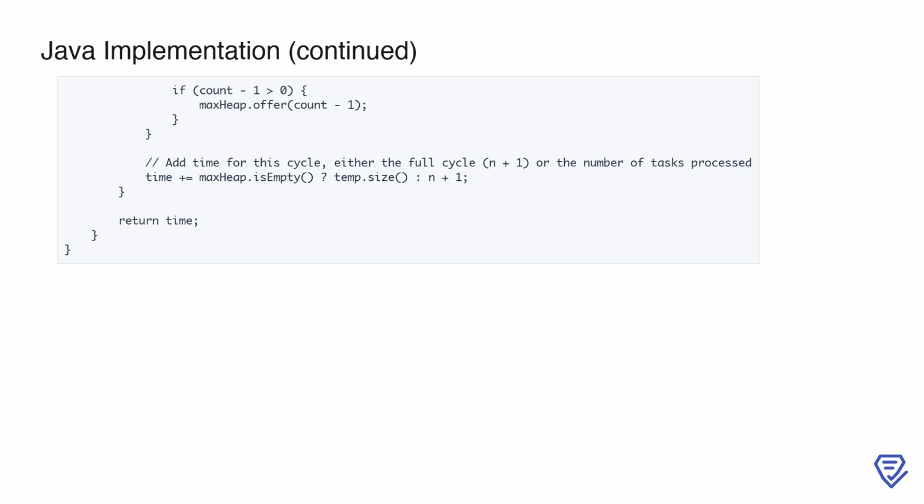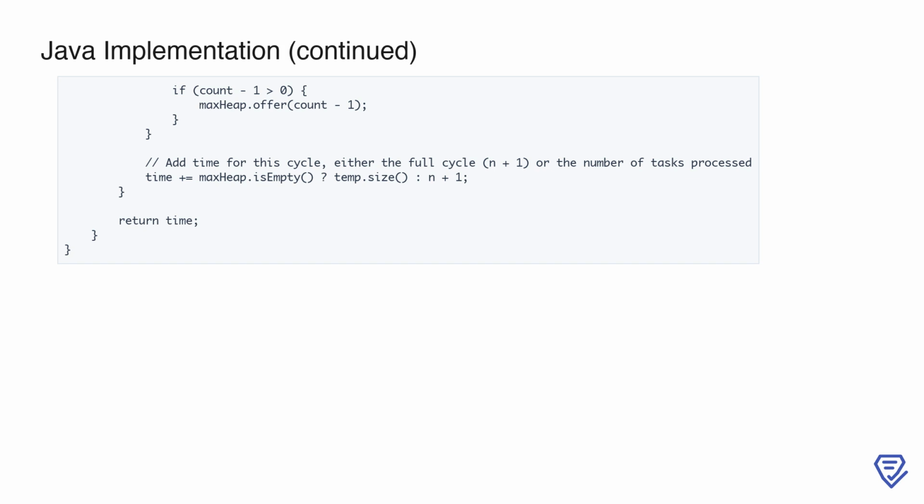After processing tasks in the current cycle, we iterate through the temporary list to decrease the frequency of each task by 1. If a task still has a remaining frequency greater than 0, we add it back into the max heap. This ensures that tasks with remaining counts are reconsidered in future cycles. Finally, we update the time variable to reflect the duration of the current cycle.